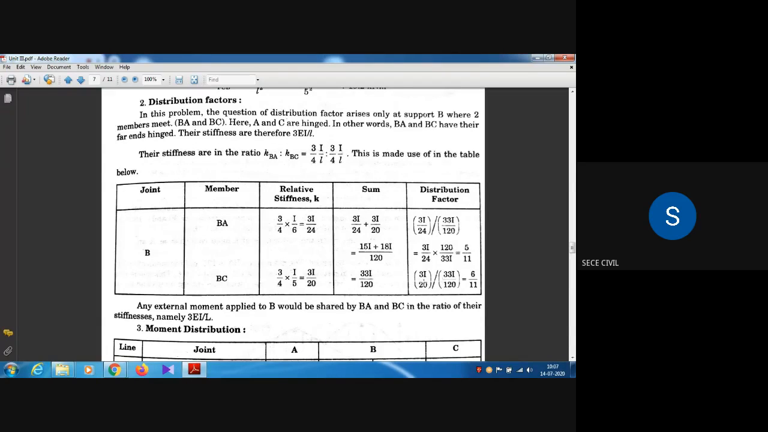Similarly, for member BC, relative stiffness divided by total stiffness: 3I by 20 divided by 33I by 120. After simplifying, we get the distribution factor for member BC as 6 divided by 11. So for member BA it is 5 by 11, and for member BC it is 6 by 11. Do you guys have any doubt?